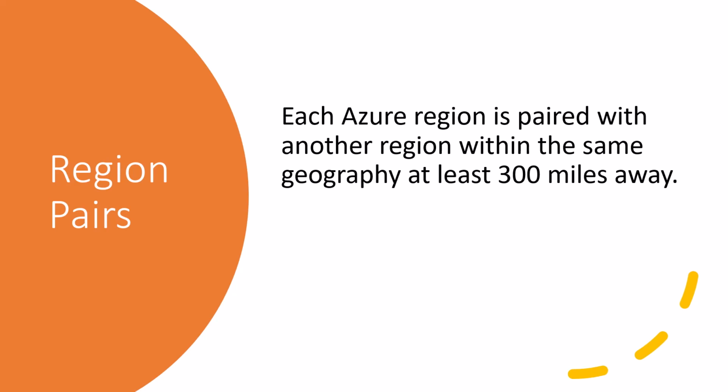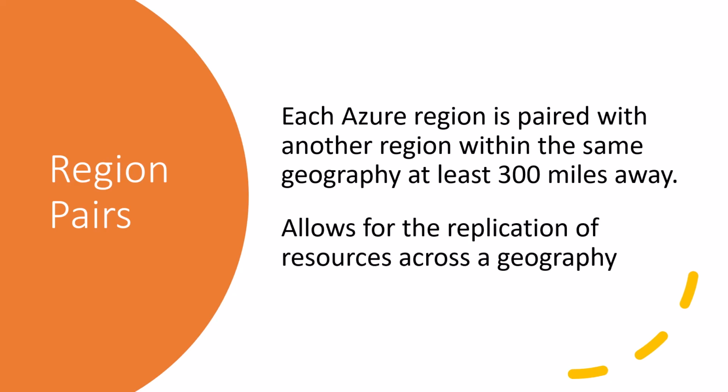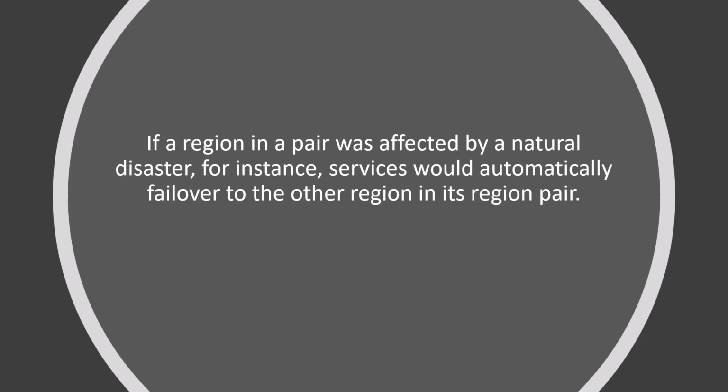Now, the reason they do this is so that it can allow for the replication of resources like VM storage across a geography, which helps reduce the chances of some kind of interruption because of an event like a natural disaster or civil unrest, maybe power outages or physical network outages that can sometimes affect both regions at once. If a region in a pair was affected by a natural disaster, for example, services would automatically fail over to the other region in its region pair.